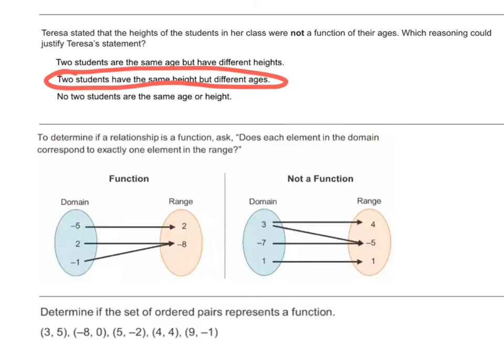Because we want to say, okay, what is a function? What isn't a function? That's back to what we said up top. It says, does each element in the domain correspond to exactly one element in the range?